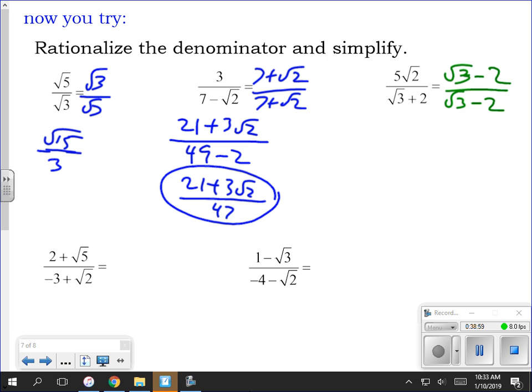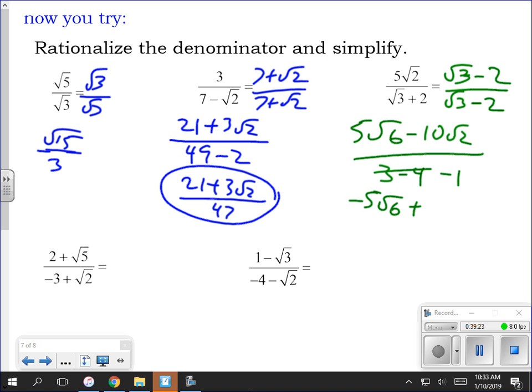Okay. 5 root 2 times root 3 is 5 root 6. 5 root 2 times 2 is 10 root 2. Root 3 squared is 3. 2 squared is 4. 3 minus 4 is negative 1. So when I simplify this, I just change the sign in both terms of my numerator. Minus 5 root 6 plus 10 root 2. And they cannot be combined or simplified, so you're done with that. Questions on that?